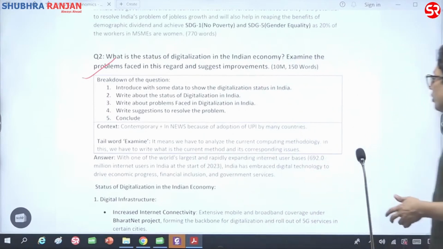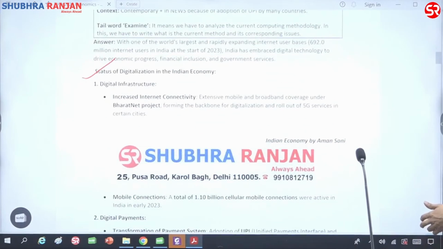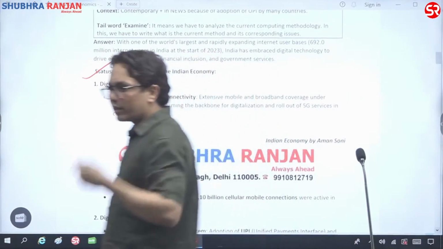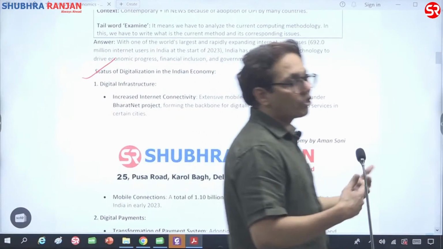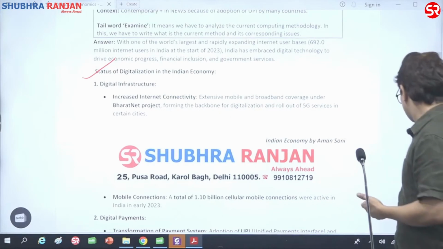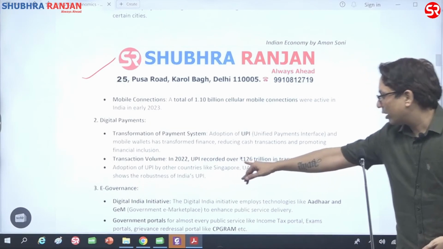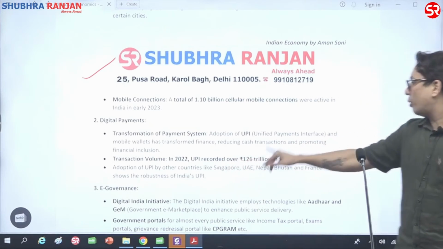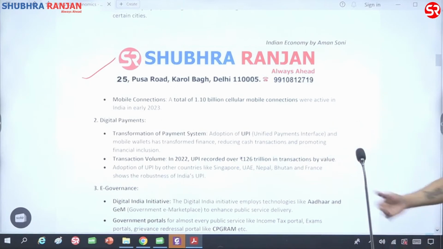And then we come on to the status of digitalization. Compartmentalizing the answer into multiple sectors will help you. So first, we need to tell about digital infrastructure. We'll say the digital infrastructure has increased. We have more number of mobile users, we have more number of internet users. All right, then second would be digital payments, how payments through UPI have increased. Again, a fact should be there: in 2022, about 126 trillion rupees worth of transactions were done in digital payments in India.